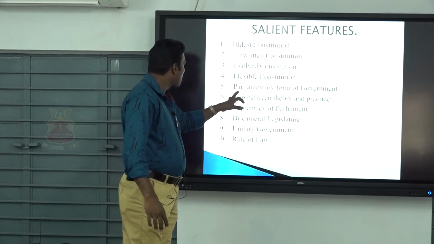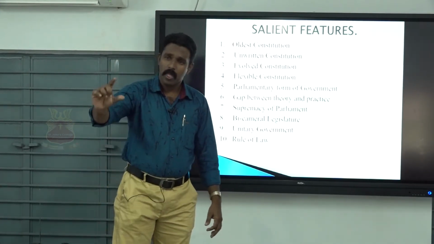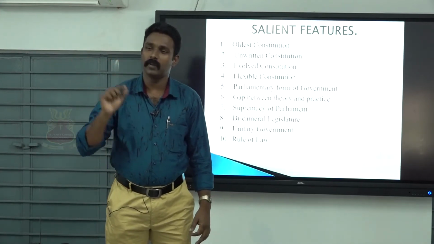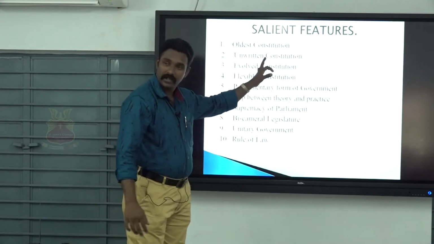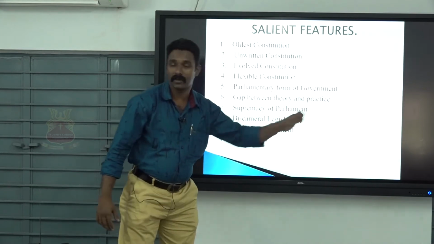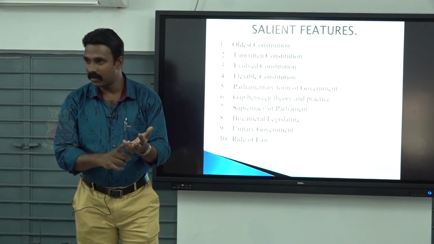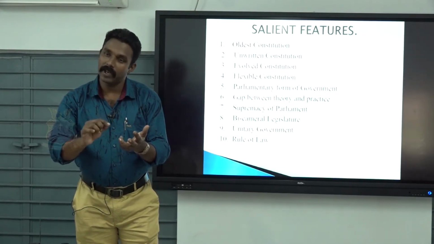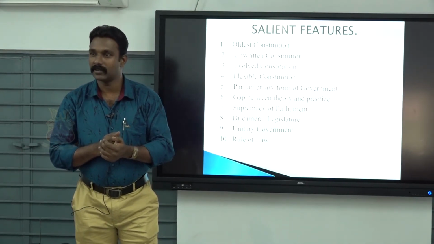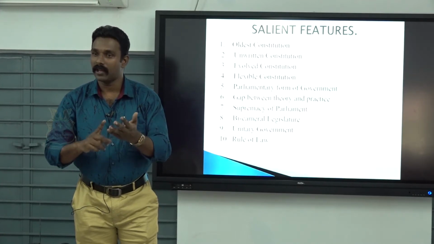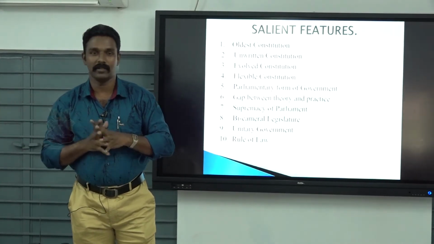Then the fifth one is parliamentary form of government. The American constitution has a different form. The England constitution has a parliamentary form of government, and the Indian government also has a parliamentary form of government. Understand? In the American constitution, it is a different form of government.